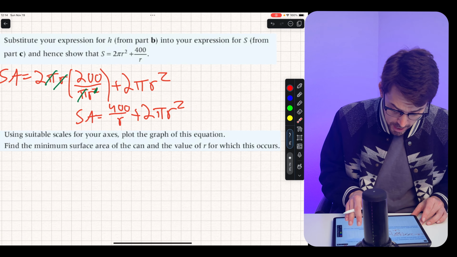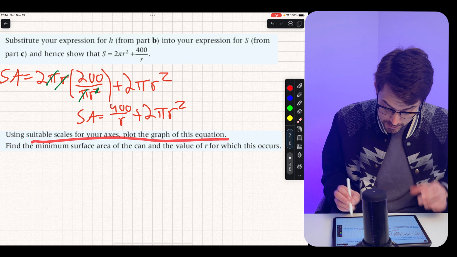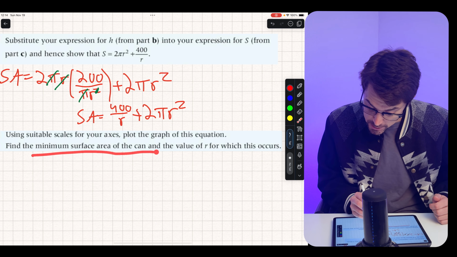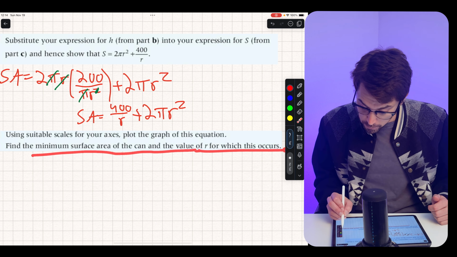Now I want to use scale for the axes, plot the equation, and then find the minimum surface area of the can and the value of r for which this occurs. I want to minimize the surface area. A lot of applications to that would be, if you are painting it or applying a logo, you might want to use the least amount of paper possible. For what radius, how wide I make the cylinder, I can dictate how much I can spend on the paint or the logo or the paper or whatever it happens to be.